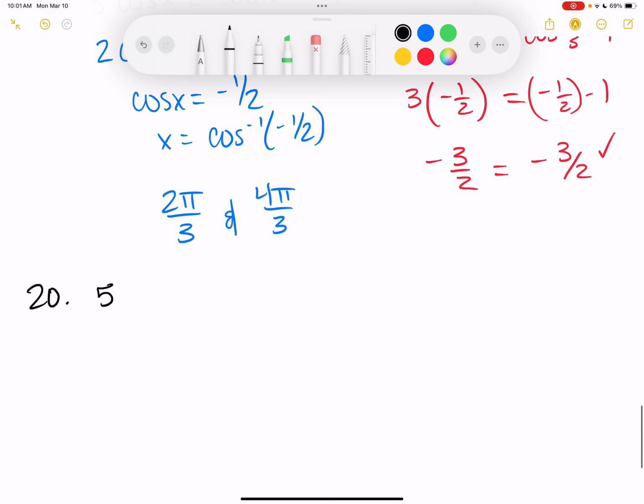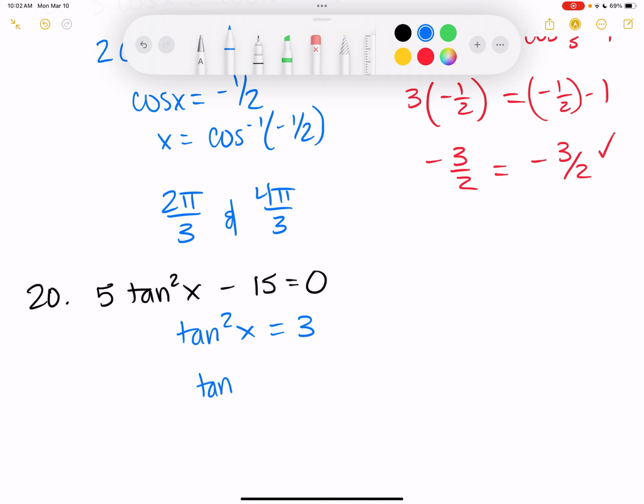5 tangent squared of x minus 15 equals 0. So what do I do? Plus 15, divided by 5, which is 3. So tangent squared of x equals 3. Just doing everything in one step. Now what? Square root. So I get tangent equals plus or minus root 3.